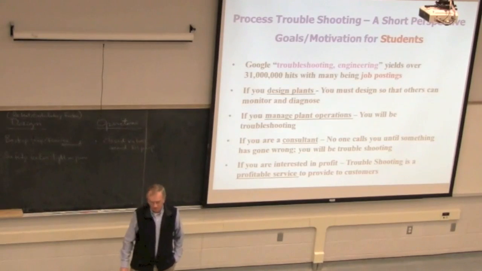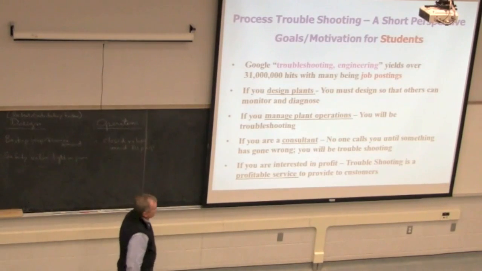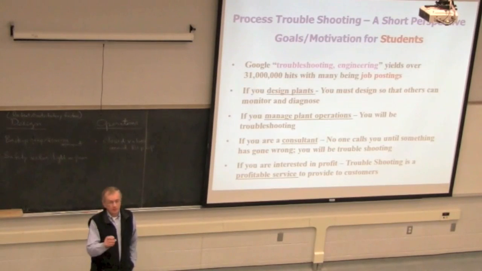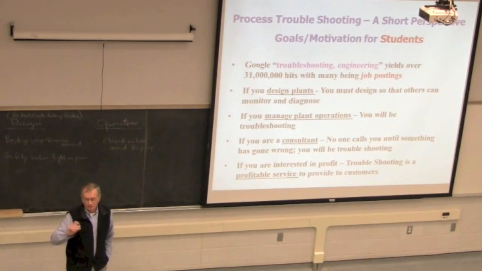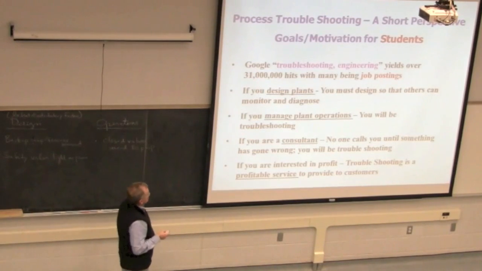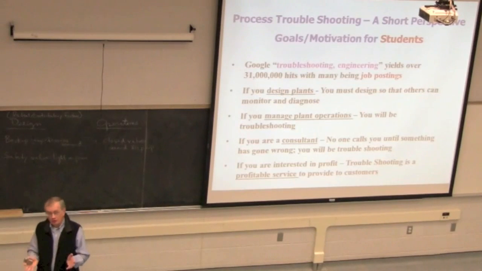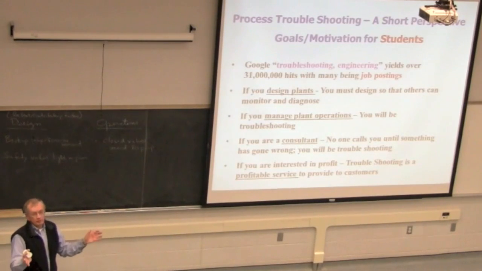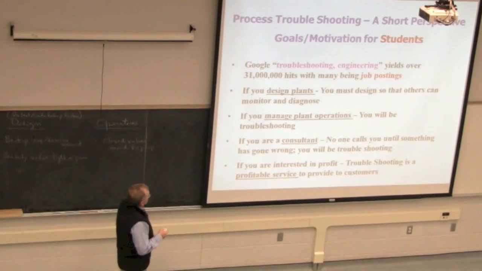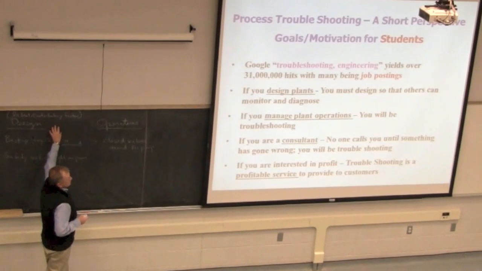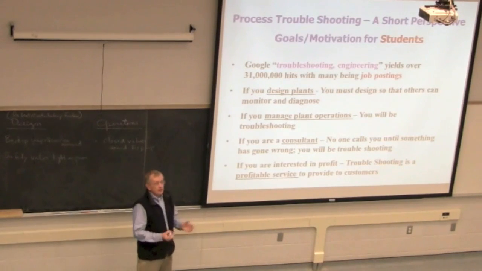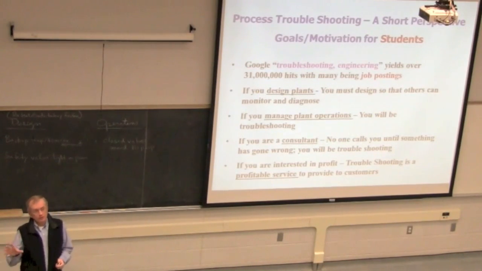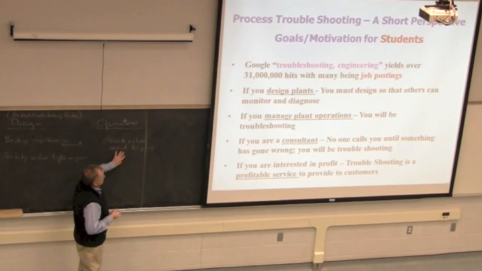So why should you be interested in this? You do Google troubleshooting engineering, you get over 31 million hits. And if you actually do that, you find a lot of them are job posts. Almost every job post includes what kind of skills are they looking for? Troubleshooting. When you're designing plants, so if you're going to work as a design engineer, most people don't. Most people work in operations because you design the plant once and then you operate it for 40 years. Just think about that. There's a lot more people operating. But if you're doing the design, you must consider these factors in your design. If you manage plant operations, remembering that we're not the people who are hands-on operating the plant, but we're managing operators who operate the plant.